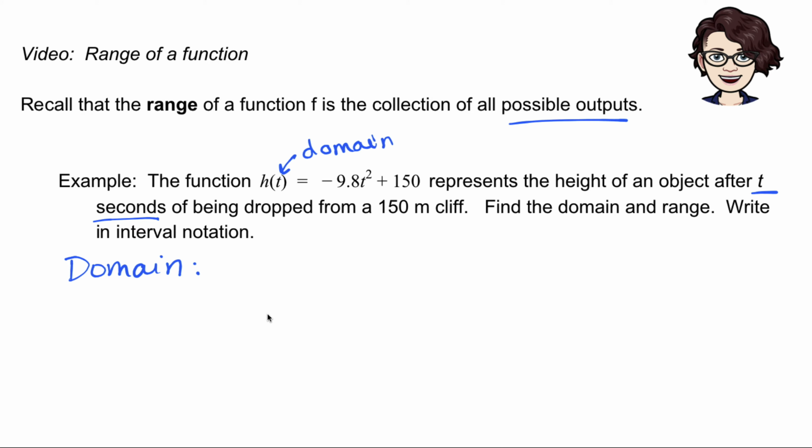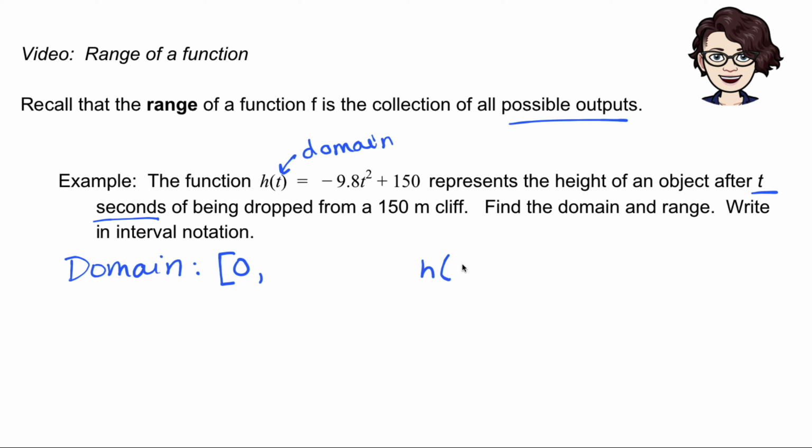Because this is a problem in context, we need to think about what would be valid times. Negative time is not going to be valid when we're dropping something from a cliff. But 0 is valid. That would be right before you let go of the object. So t can be equal to 0. But our domain's going to stop when it hits the ground. Our input, the time, would stop, because once it hits the ground, it's not going to continue falling.